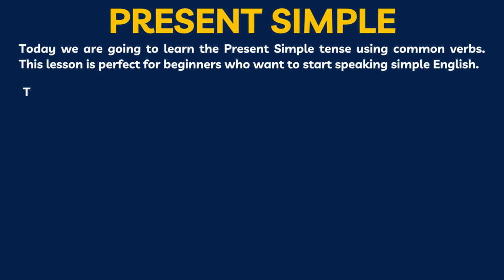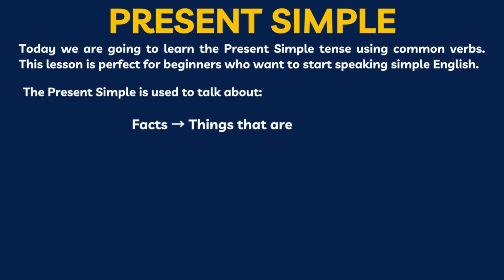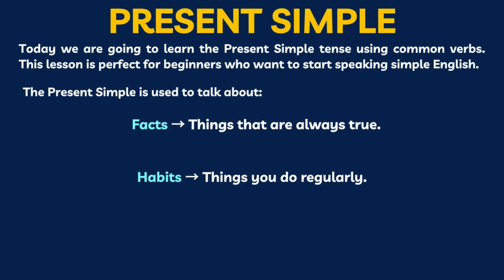Here we go. The present simple is used to talk about facts, things that are always true, habits, things you do regularly, routines, daily activities. Here is an example of each use.